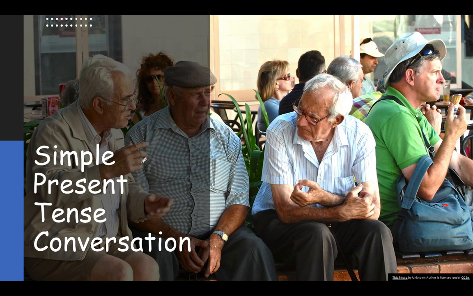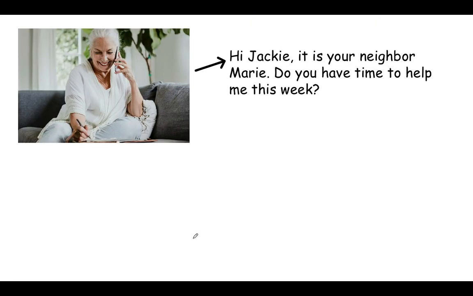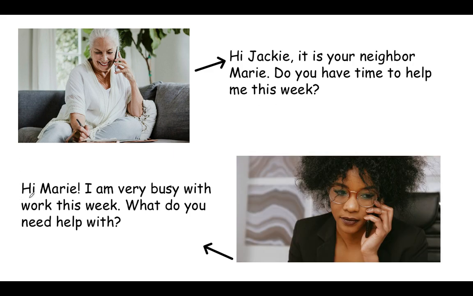This is how you use simple present tense in conversation, when you're talking to people. So the first person says, "Hi Jackie, it is your neighbor Marie. Do you have time to help me this week?" "Hi Marie, I am very busy with work this week. What do you need help with?"